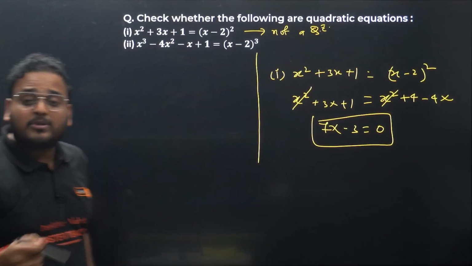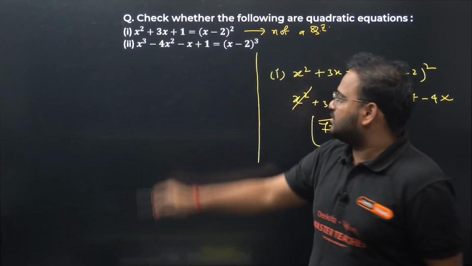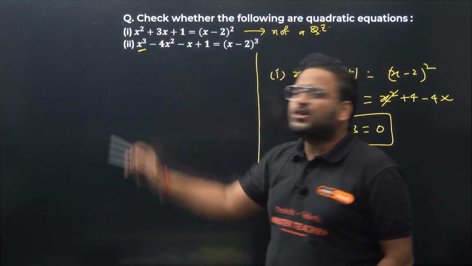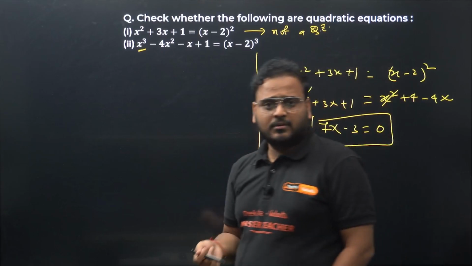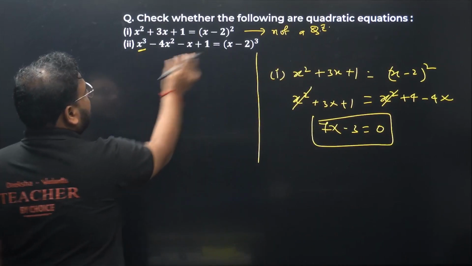What about the second one? Sir, of course not. The second one is directly not a quadratic, sir. We have x cube written over here. X cube is a cubic equation. Highest degree should be 2. Let's check before making an assumption. Let's expand this side.